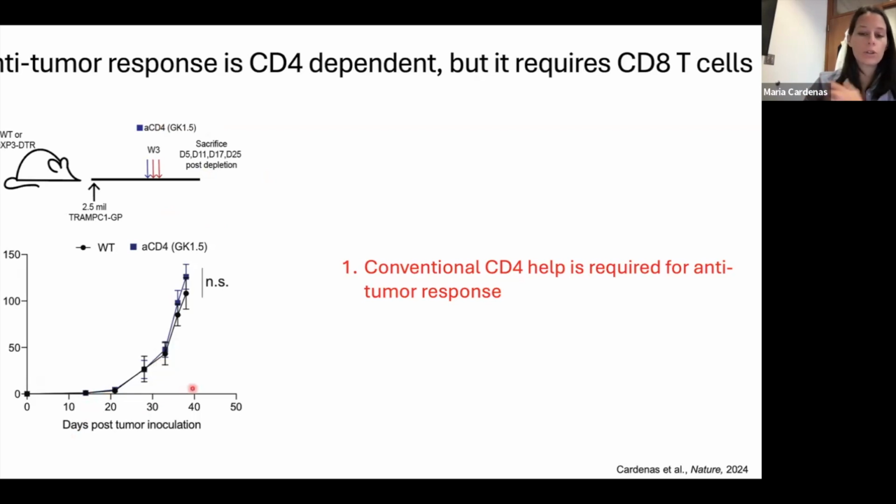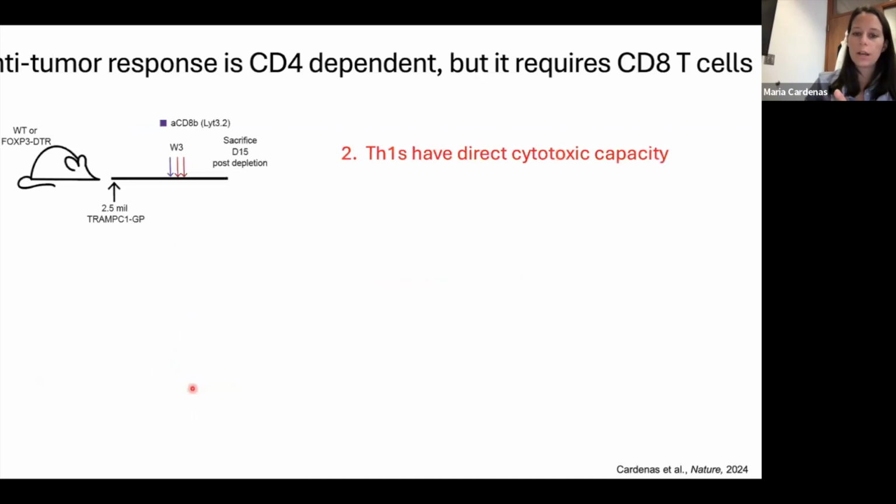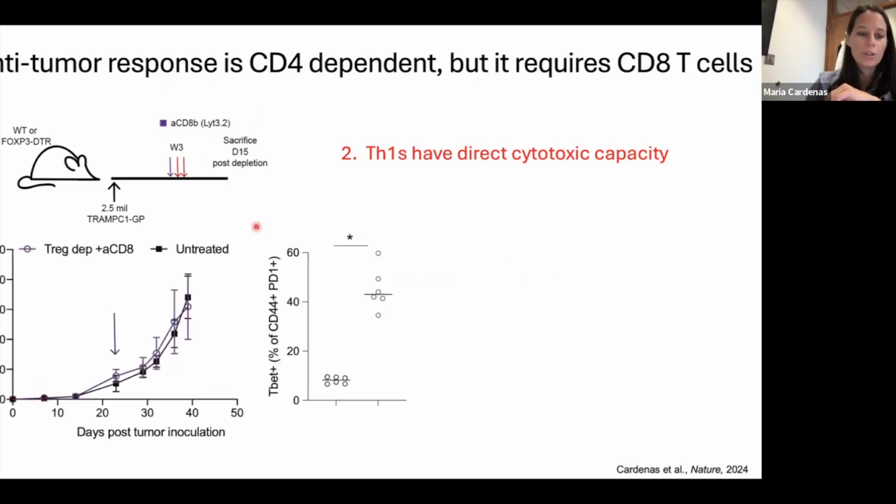And so conventional CD4s are required for this anti-tumor immunity. Number two was that Th1s have direct cytotoxic capacity, right? So in order to test this, we depleted the other major T cell that is usually required for direct killing of cancer cells. We depleted CD8 T cells using an anti-CD8 beta antibody 3 weeks after inoculation. What we find is that if we Treg deplete and also deplete CD8 T cells, although conventional CD4s are undergoing Th1 differentiation, this is not sufficient to have a good anti-tumor response.